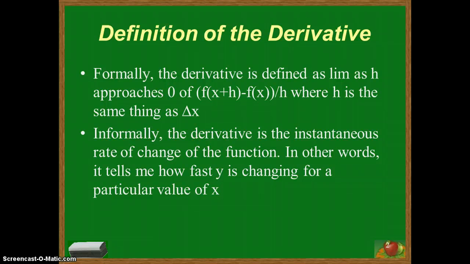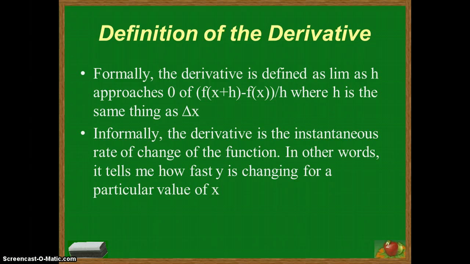Formal definition of our derivative would be the limit that you've used to evaluate what we've called the slope of the tangent at a point. And that would be the limit as h approaches 0 of f of x plus h minus f of x, that whole quantity divided by h, where h is the same thing that we've been calling delta x.